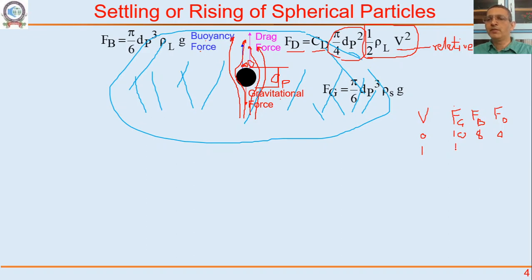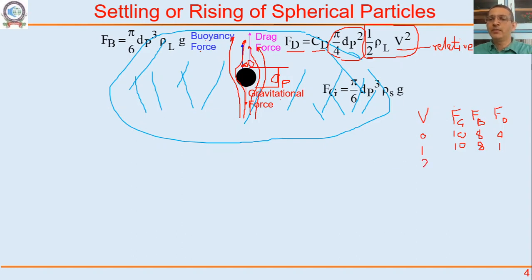What happens to gravitational force? 10. It does not change, it does not depend on velocity. What happens to buoyancy force? 8, it does not depend on velocity. Let's say drag force is 1 because the velocity has increased now. It's proportional to velocity squared, so don't worry about it. We'll see the dependence as we go along, but let's say it is 1 right now. So the net force is 10 minus 8 minus 1. Now the net force is 1 Newton. So acceleration is reduced. It is still accelerating.